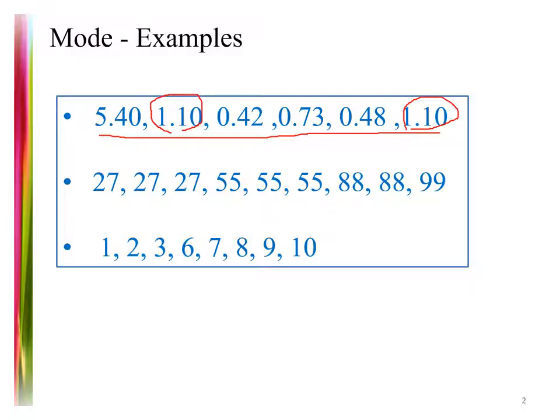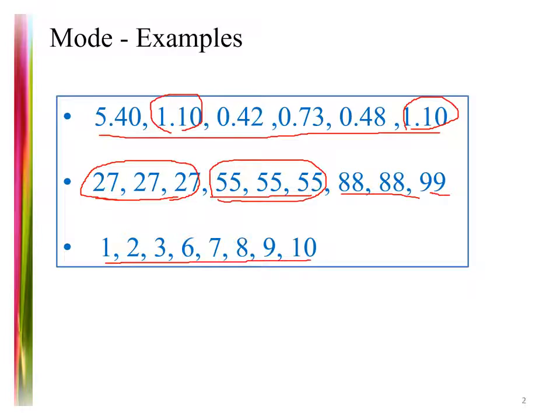And the second example: 27 occurs 3 times, 55 3 times, 88 2 times, 99 one time. In this case the maximum frequency is 3 times for 27 and 55, so we have two modes. By model case, 27 and 55 are our mode values. In the last example each observation occurs only one time, so in this case we don't have any mode. So no mode.